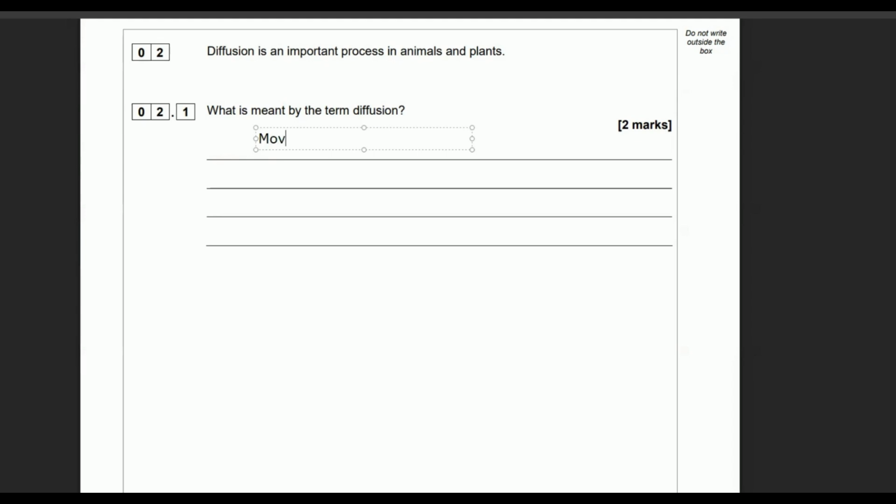We are talking about the movement of particles. Really, it's the net movement of particles. But movement of particles is good. That's going to get you a mark, or spreading out of particles. And it is from an area of high concentration to low concentration. Okay. There we go. And that is 2 marks. Movement of particles from an area of high concentration to low concentration.